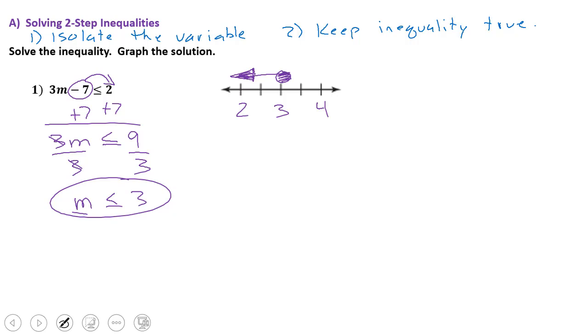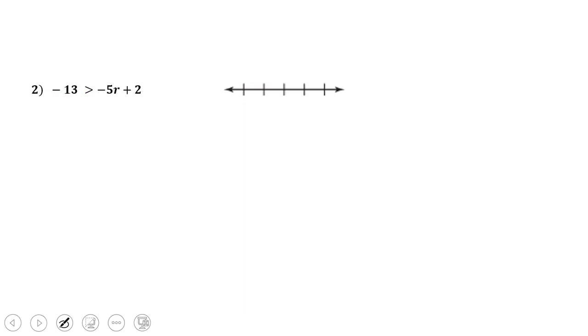Let's move on to example number 2. Negative 13 is greater than negative 5r plus 2. Let's start right off by combining these like terms. They are on opposite sides of the inequality, so our inverse operation is to subtract 2 from both sides. So we would have negative 15. What happens to the inequality when we subtract? That's right, nothing. It remains true when you subtract the same number from both sides. So negative 15 is greater than negative 5r.